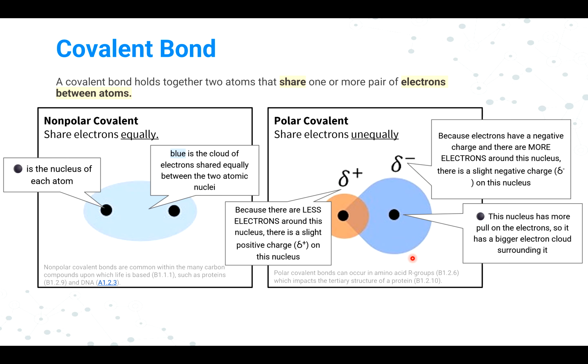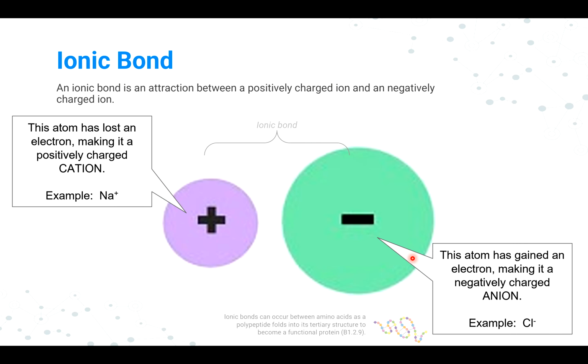Right? Let's talk about ionic bond. For formation of an ionic bond, the first thing you need is ions. A species which has a positive charge, we call a cation, and a species which has a negative charge, we call an anion. Take an example.